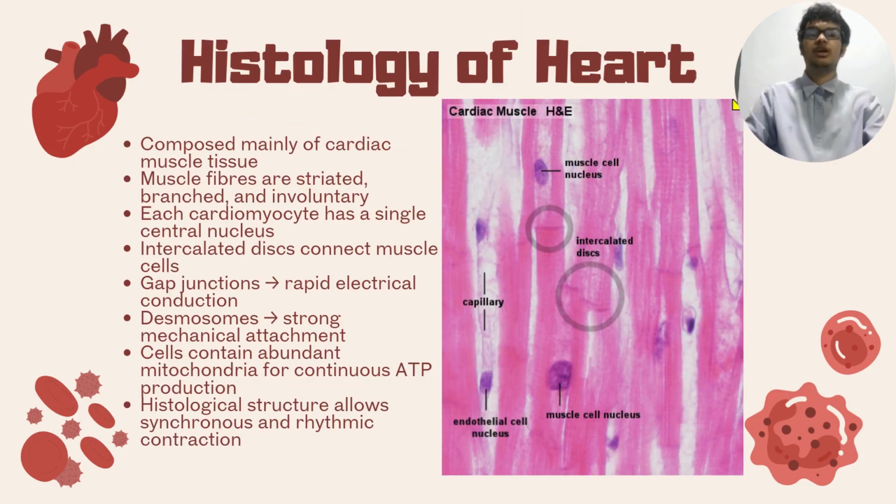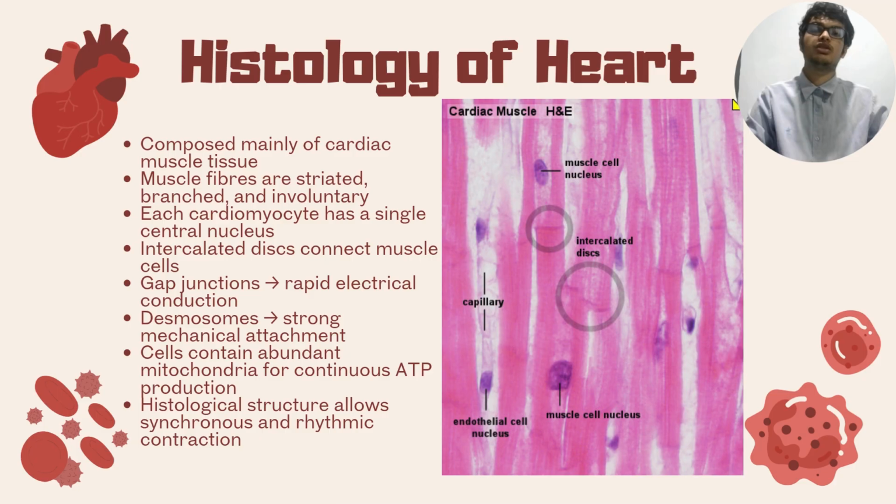Now, I will briefly explain about the histology and biochemistry of the heart. Histologically, the heart is composed of cardiac muscle tissue. The cardiac muscle cells are striated, branched, and contain a single central nucleus. These cells are connected by intercalated discs, which allow rapid electrical transmission and strong mechanical connection, ensuring a synchronized contraction.